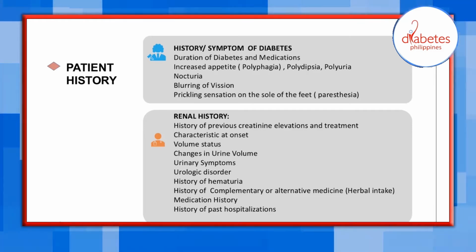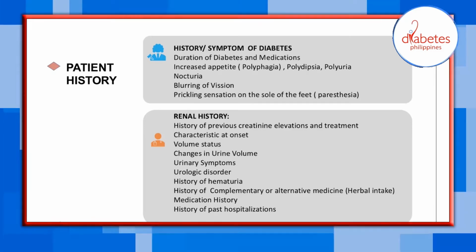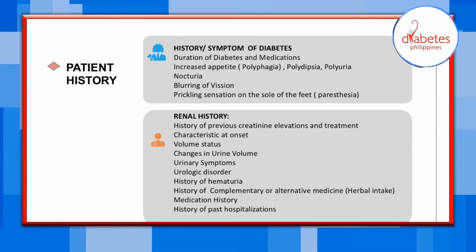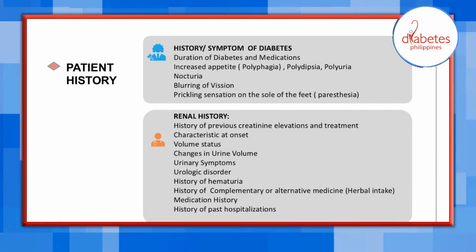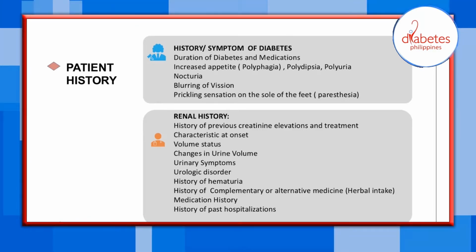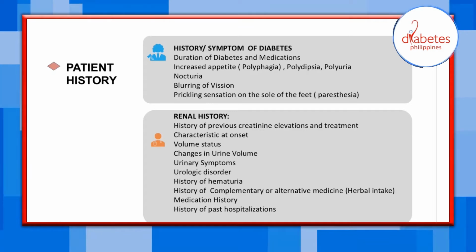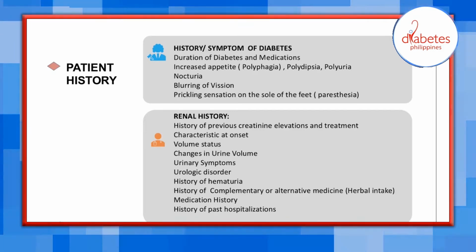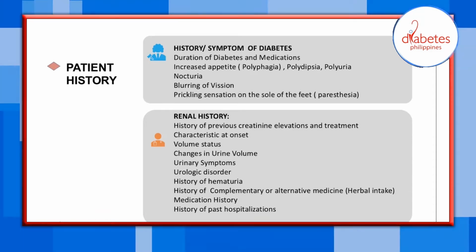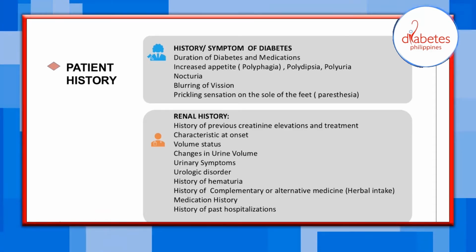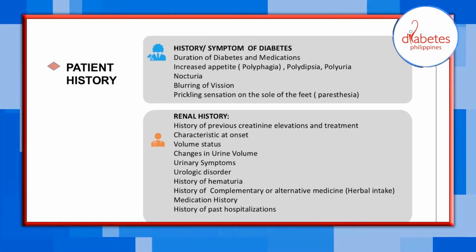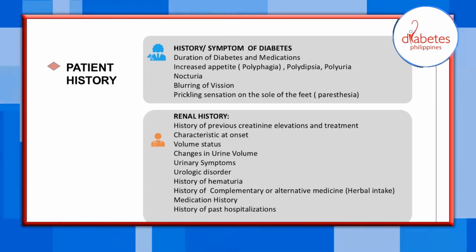And now, very importantly, you have to ask a very thorough history of your renal status. So there are a gamut of questions that you should ask your patient, especially if this is the first time that you'll be seeing your patient. So first is the history of previous creatinine elevation and treatment. You have to make sure that the patient either has acute kidney injury or chronic kidney disease. Acute kidney injury is increasingly recognized as a risk factor for chronic kidney disease.